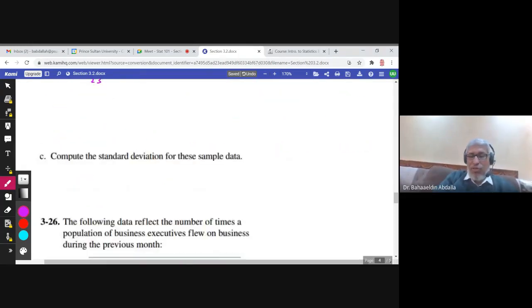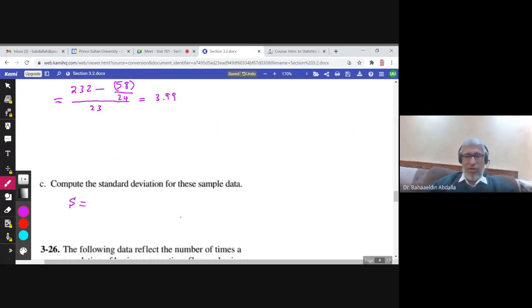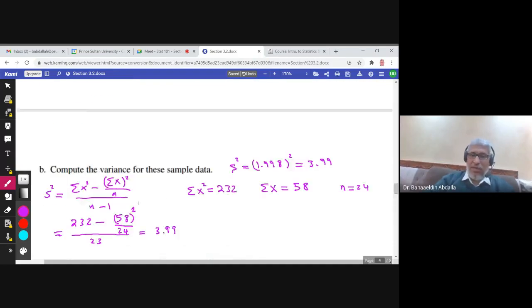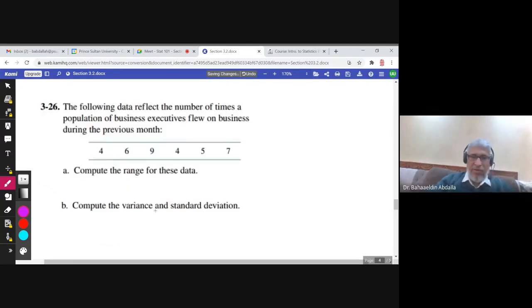Now, how to compute the standard deviation for this sample data? The standard deviation is called S, and it is the square root of the variance, 3.99. We already got it from the calculator, which is 1.988. So that's the standard deviation.